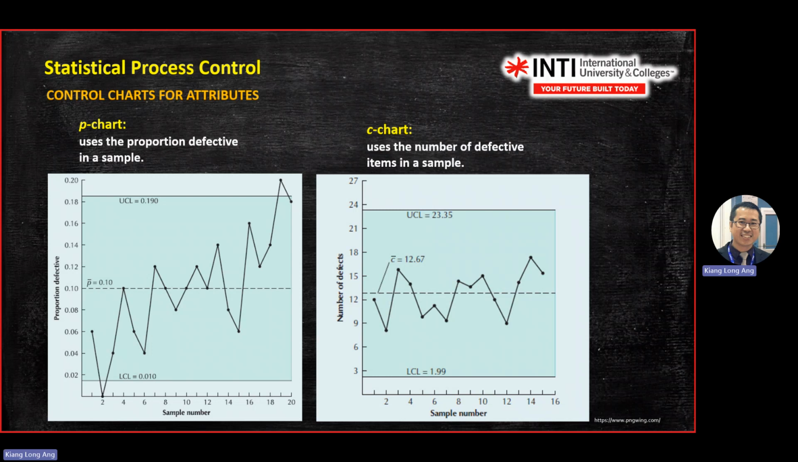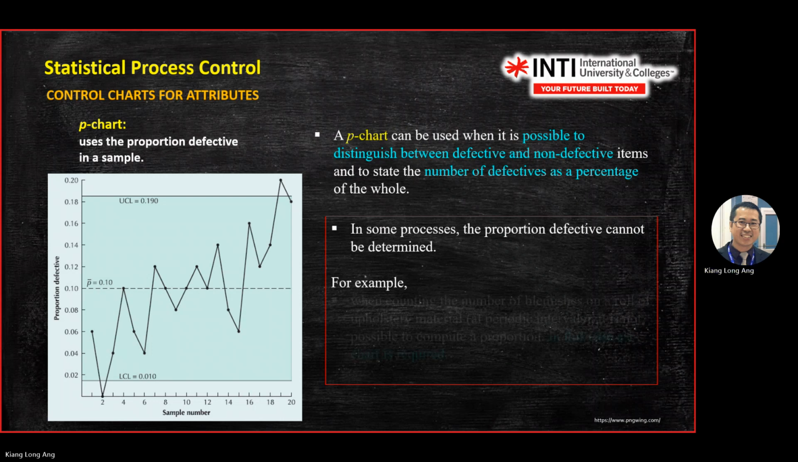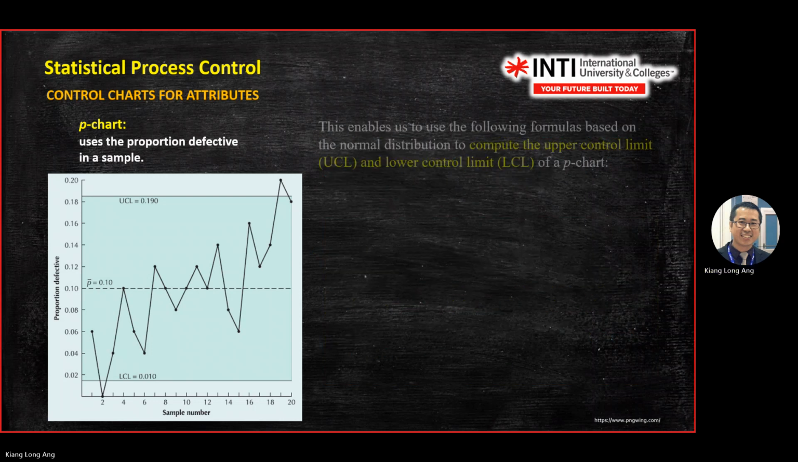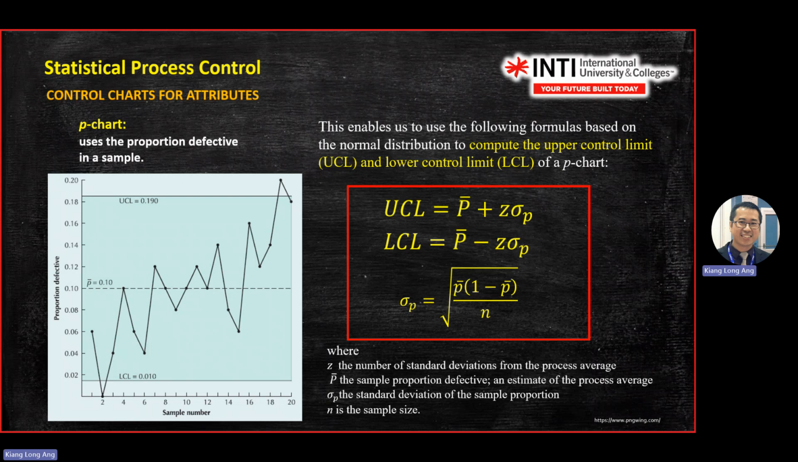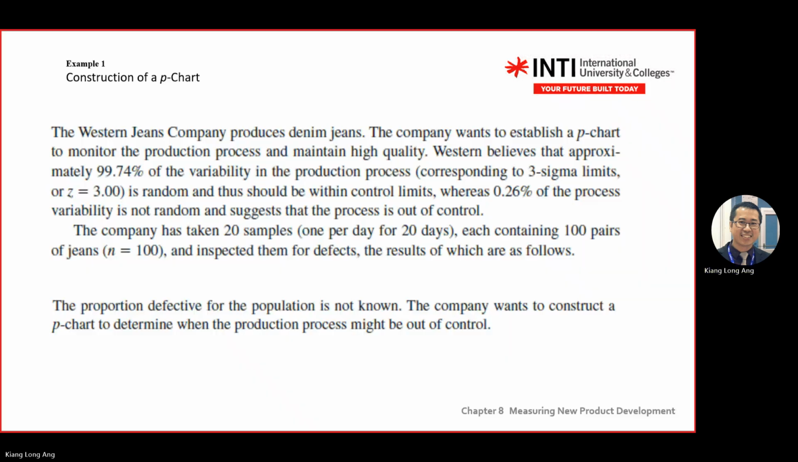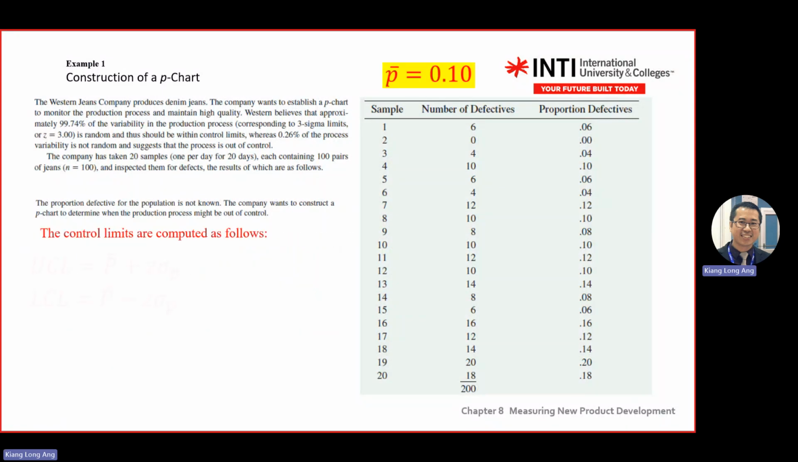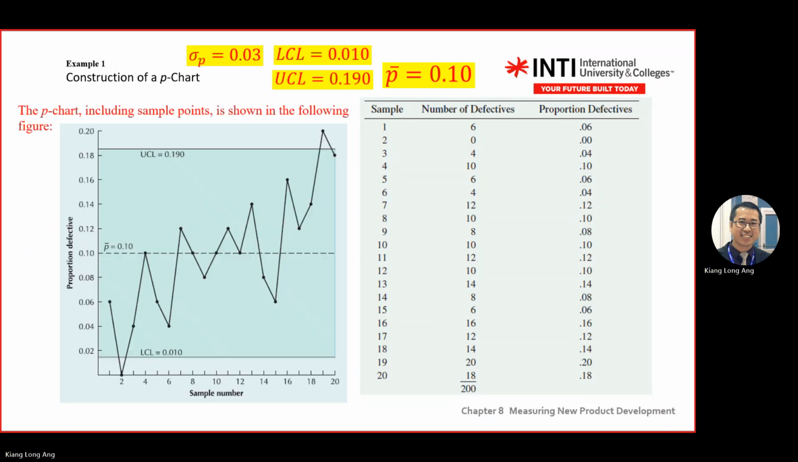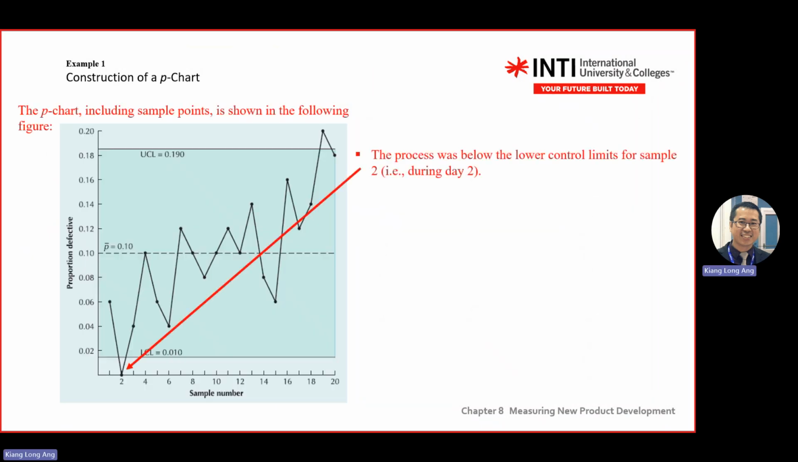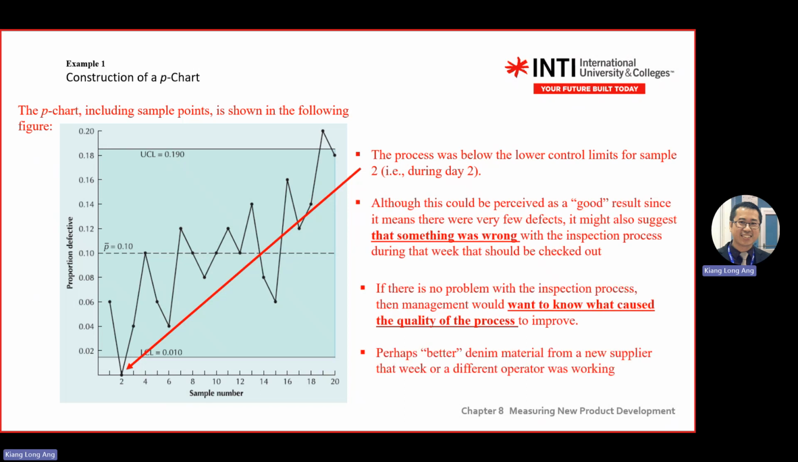Then the rest, the sigma, they all have their own formula, right? This one is already covered. Each chart has its own way of calculating the sigma. So last time we already discussed this example 1. We plot the graph, and from this graph, 2 points are out of control, and the trend is going up towards the upper limit. So when you talk about trend, it must be pointing towards either the upper limit or the lower limit.